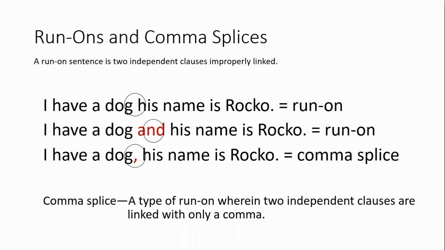So just another quick definition for your notes. A comma splice is a type of run-on wherein two independent clauses are linked with only a comma. Go ahead and pause and make sure that's in your notes.